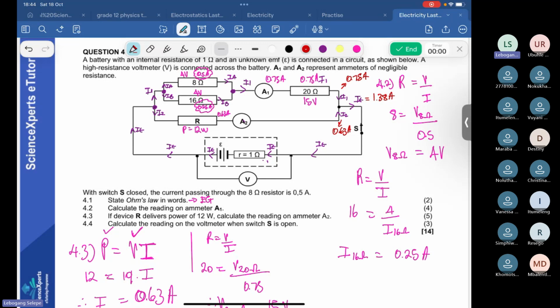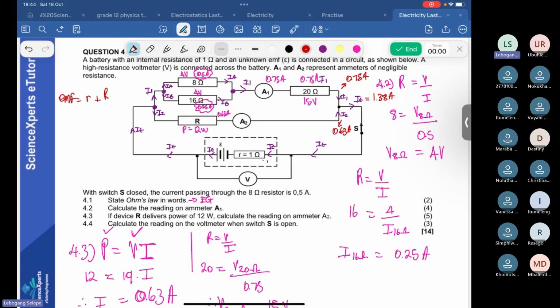Now, calculate the reading on the voltmeter when switch S is open. So they want the EMF. Because remember, I told you that when no current is flowing, if you open switch S, you're cutting off this circuit, right? No current will flow in this circuit. So if no current is flowing, current is zero, then this voltmeter here is measuring the EMF. So the hidden question is actually asking you to calculate the EMF. So we can use the EMF formula. So EMF is equal to R plus r external.